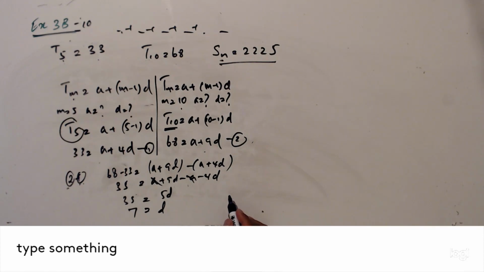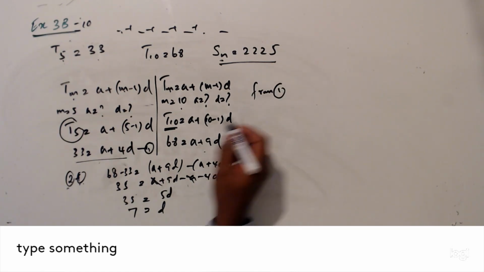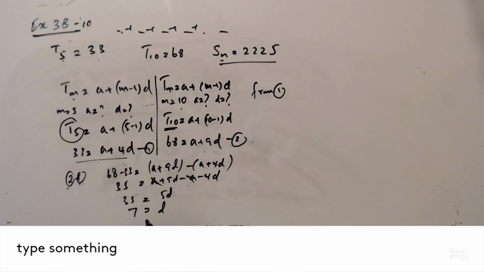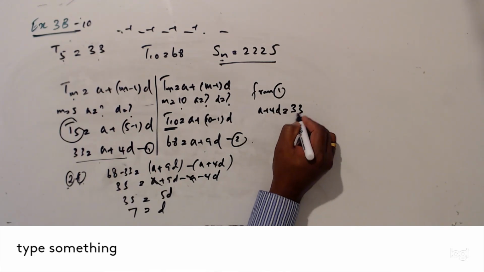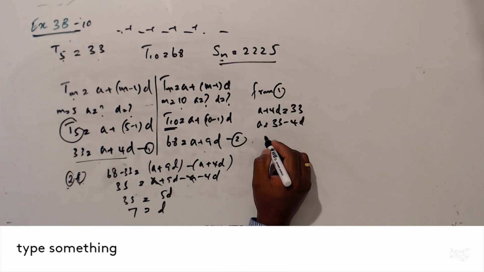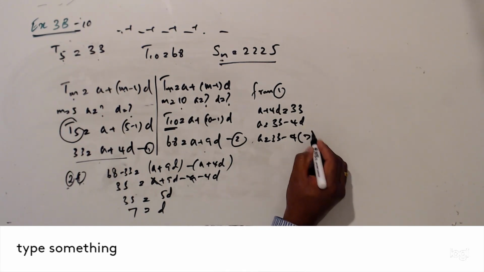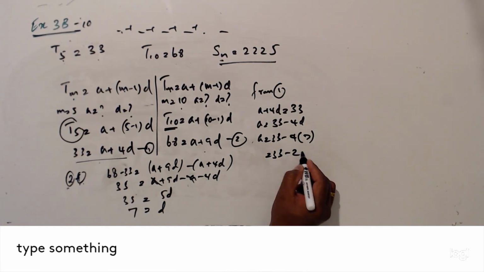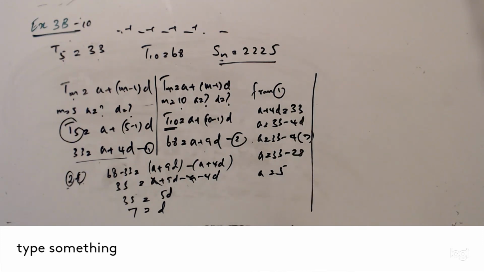When d equals 7, we can calculate from equation 1, a plus 4d equals 33, a equals 33 minus 4d. So a equals 33 minus 4 times 7, 33 minus 28. So a value is 5 and d is 7. Now we know a and d.